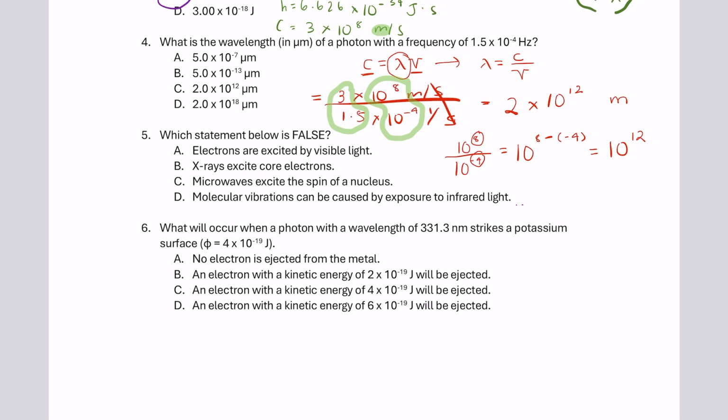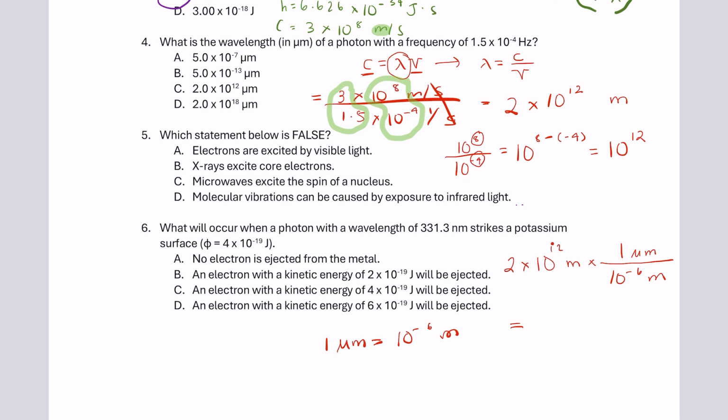We're not done though. We want this wavelength in units of micrometer. So we need to do a conversion. What is the conversion for meters to micrometers? 1 micrometer is equal to 10 to the minus 6 meters. So we'll take our answer, 2 times 10 to the 12 meters, and we're going to multiply this by our conversion factor. 1 micrometer is equal to 10 to the minus 6 meters.